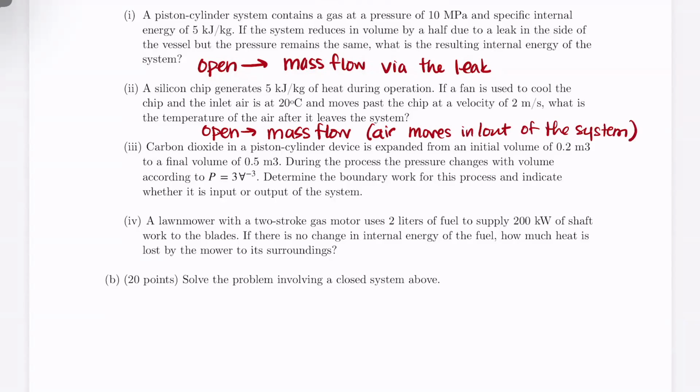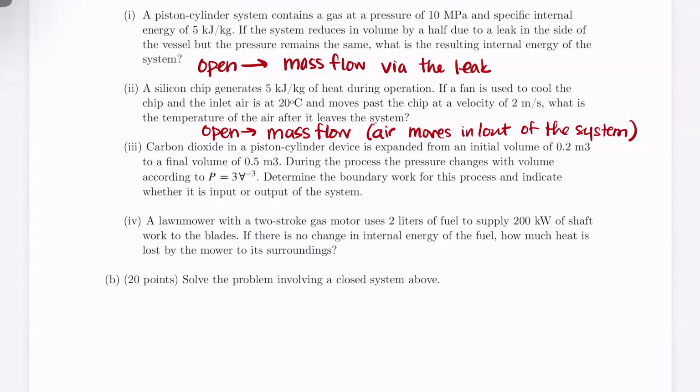Great. Okay, choice 3, carbon dioxide in a piston cylinder device is expanded from an initial volume of 0.2 cubic meters to a final volume of 0.5 cubic meters. During the process, the pressure changes with volume according to P equals 3 over volume cubed. Determine the boundary work for this process and indicate whether it is input or output from the system.